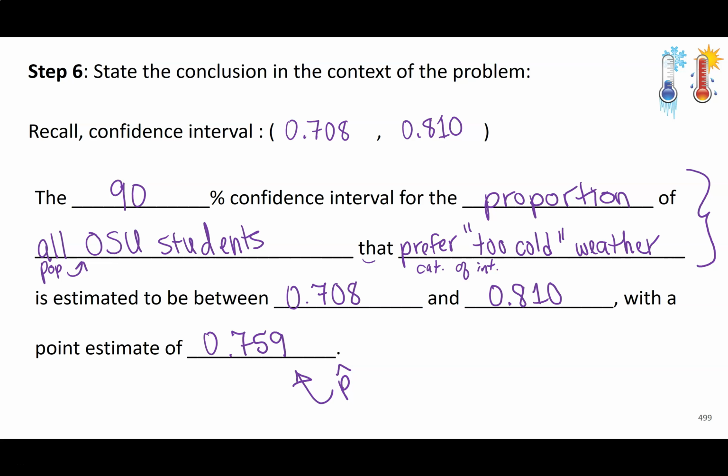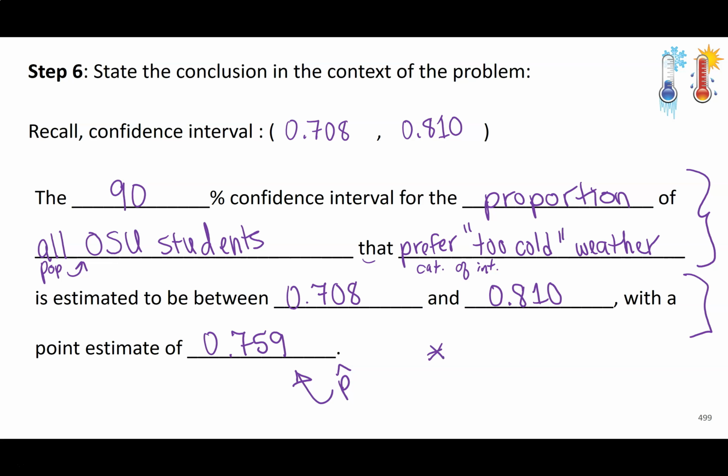So keep in mind it's set up a little bit different, but it's still very similar. We're going to want to see the confidence level. We're going to want to see the word proportion in there. We're going to want to see a population. And we're going to want to see the category of interest. And then we want the interval with the point estimate. Just be cautious, there are no units here.